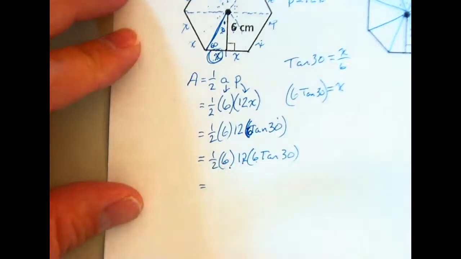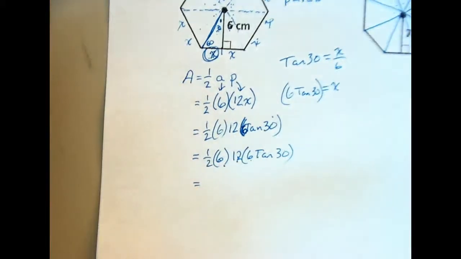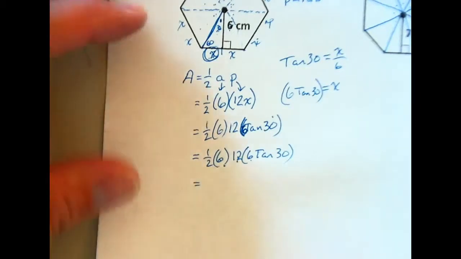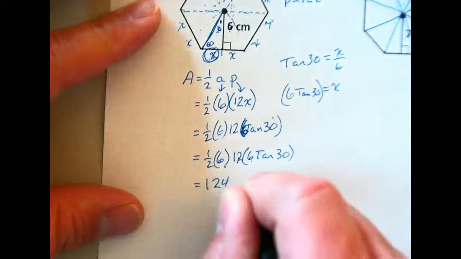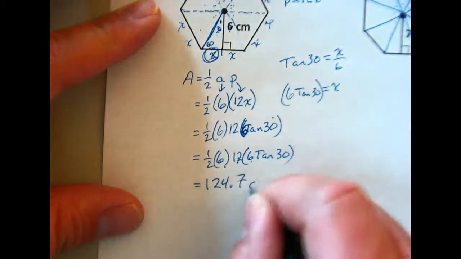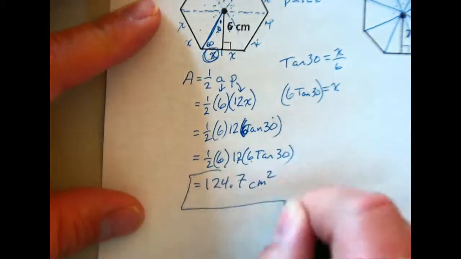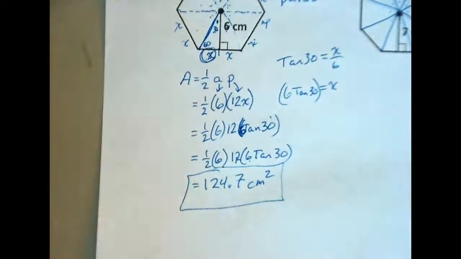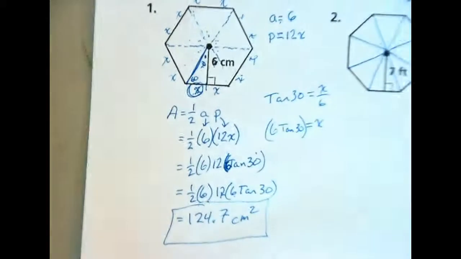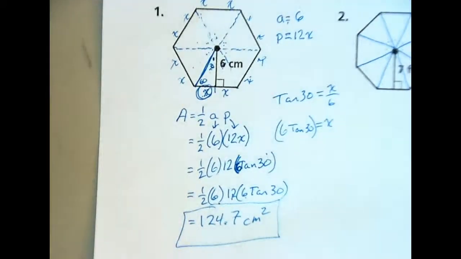Anyone multiply it out? Right there, JJ, quick on the draw. 124.7. That's what I've got too. Yeah, he didn't, but we're going to give it to him there. Square centimeters. Well done, JJ. How do you think you got it? That's tough, man. Yep. It's a lot of math.